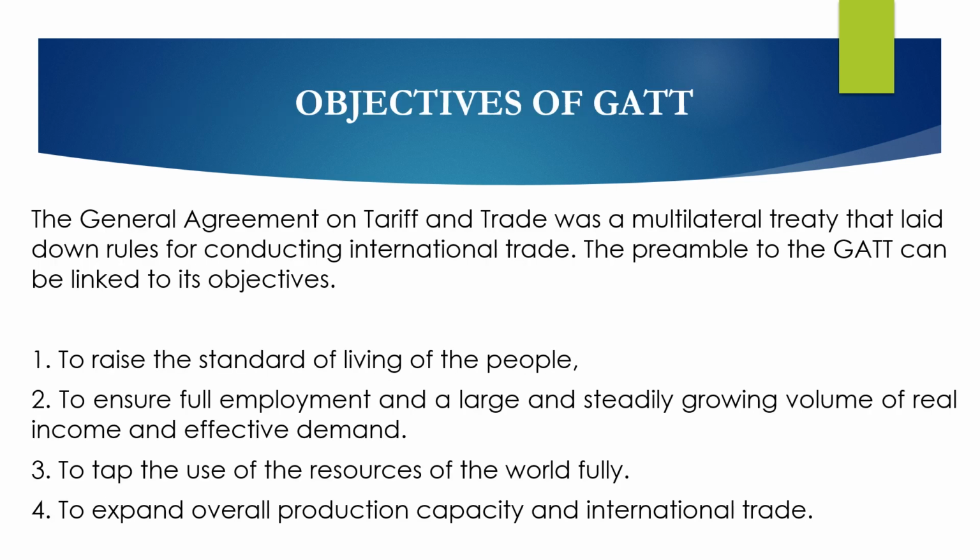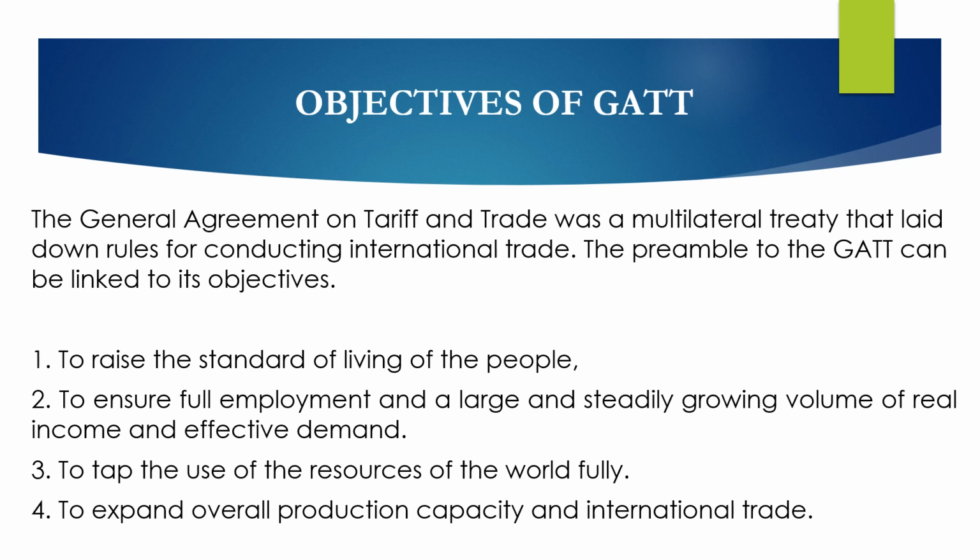So, what are all the basic objectives of GATT for which it is formed? Let us see that. The basic objectives of GATT are: it aims to raise the standard of living of the people. It also tries to ensure full employment and a large and steadily growing volume of real income and effective demand. It also aims to make full use of the resources of the world and tries to expand overall production capacity and international trade. So, GATT operates with these four basic objectives.